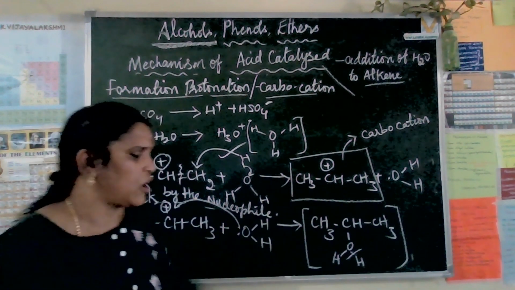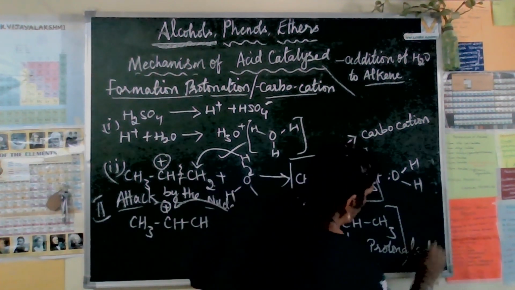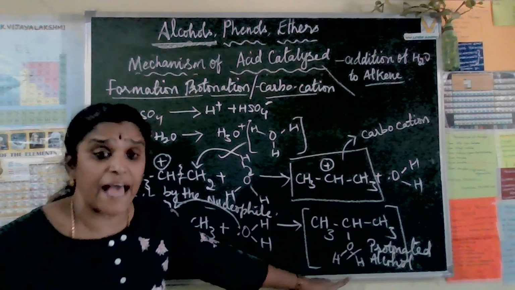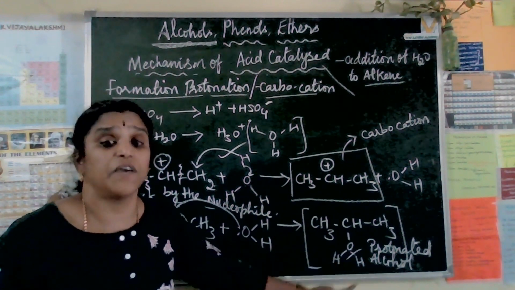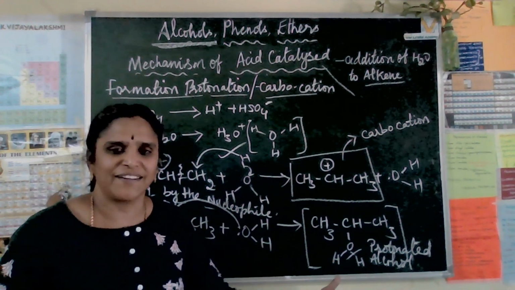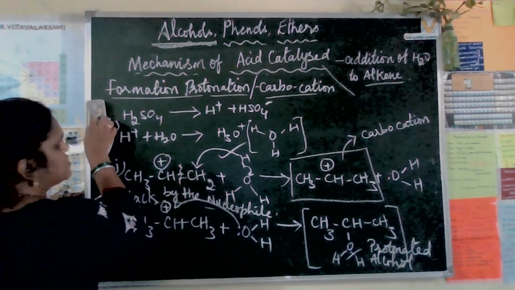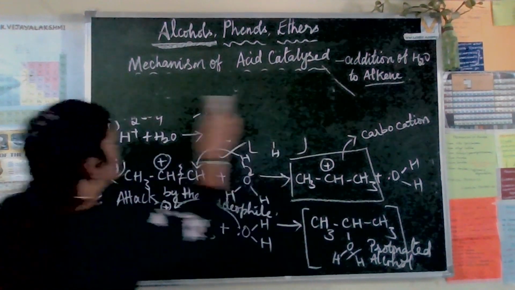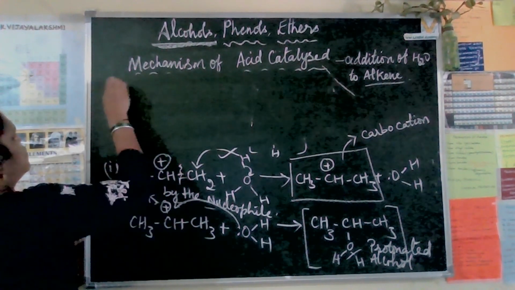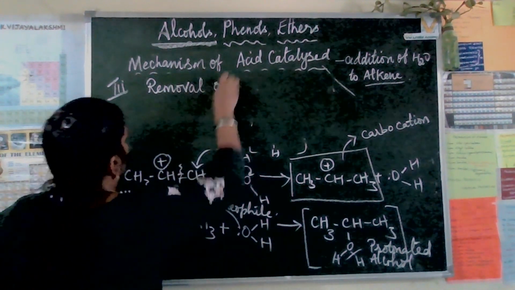So to form alcohol. This is protonated alcohol, a very strong acid. Please note down. Protonated alcohol, it's a very strong acid. It's ready to leave one proton from there and form alcohol. So this is step 2, and now we are going to see step 3. Okay, now let us go for step 3. What is it? Step 3, removal of proton.